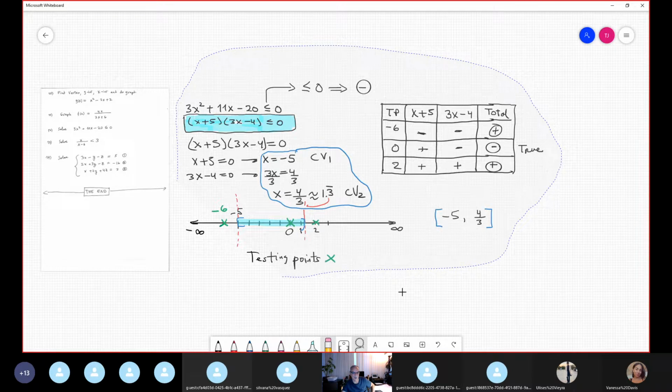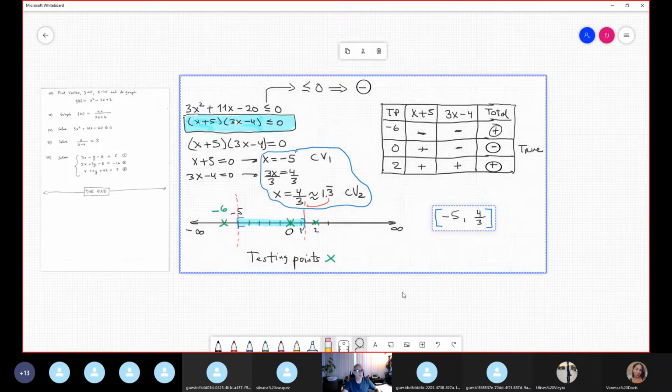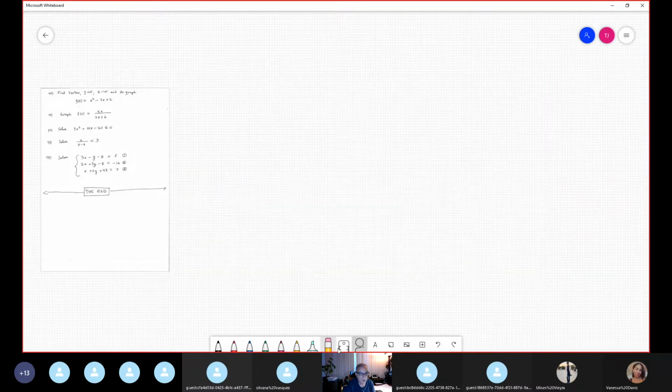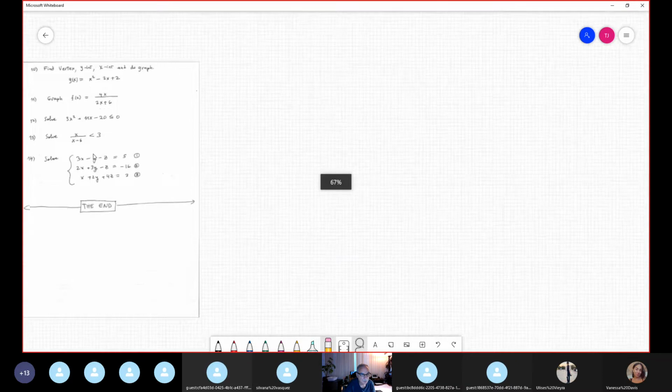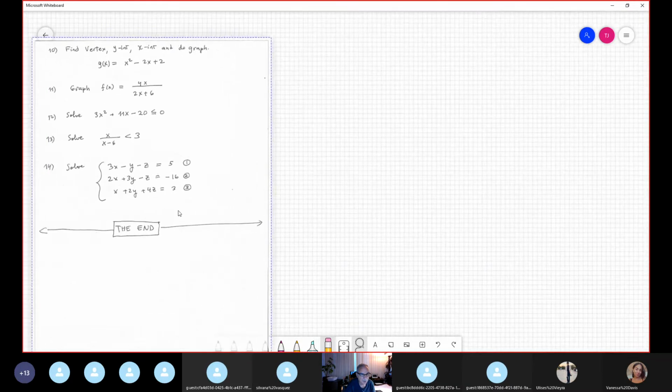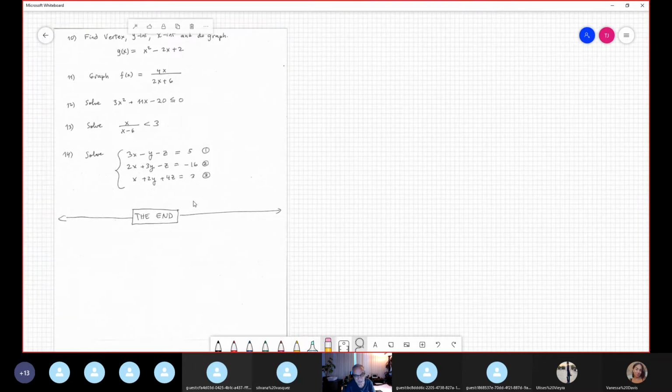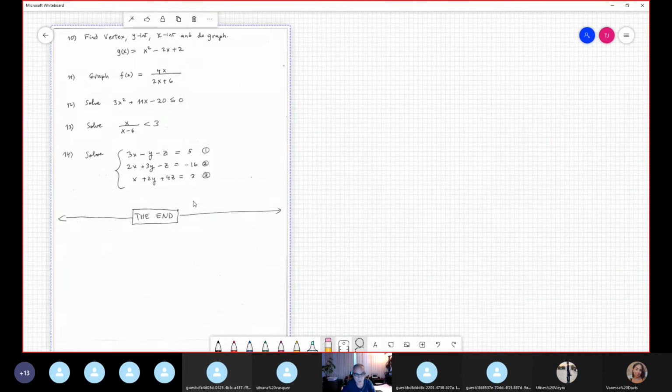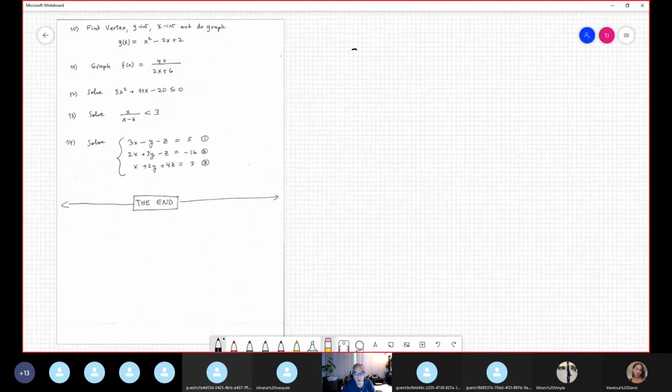Okay. Let's do number 13. Look, 13, I promise you will see something like that in the test. And 13 is a little bit, not complicated, but a little bit more complicated. Why? Because we have one rational inequality.